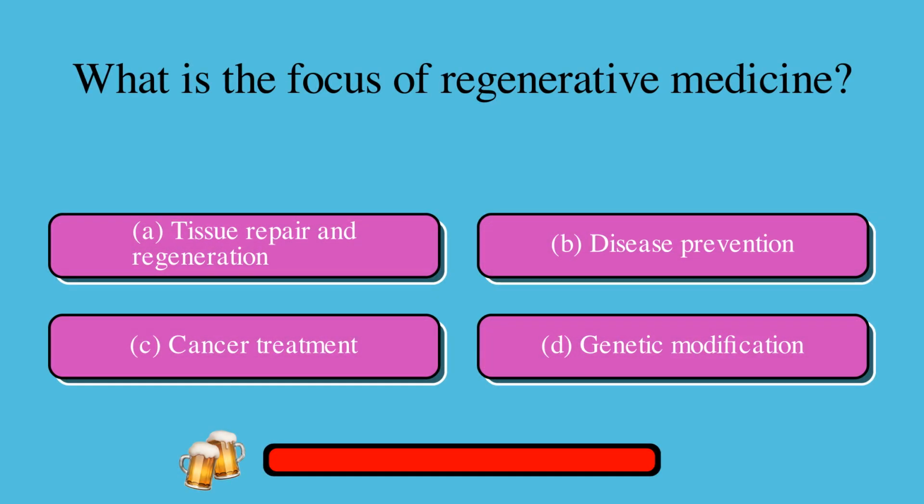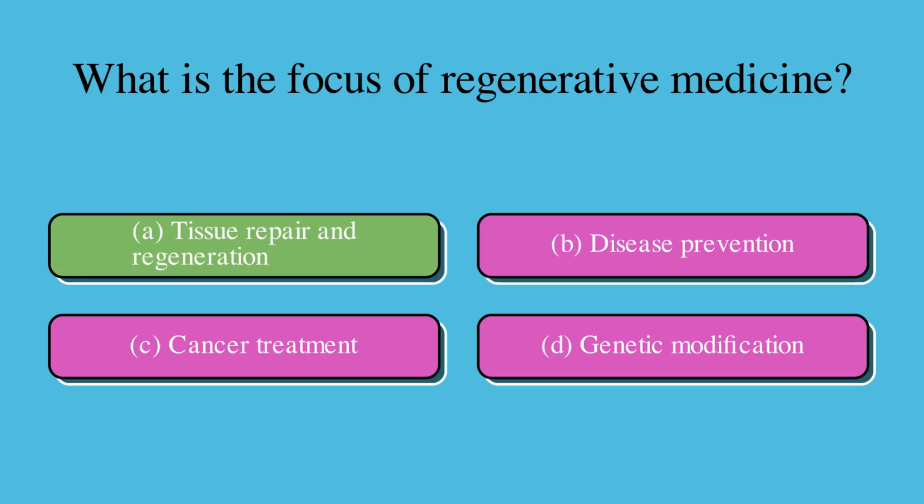What is the focus of regenerative medicine? A. Tissue repair and regeneration, or B. Disease prevention, or C. Cancer treatment, or D. Genetic modification. The correct answer is A. Tissue repair and regeneration.